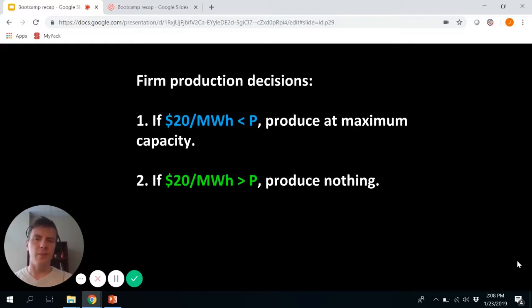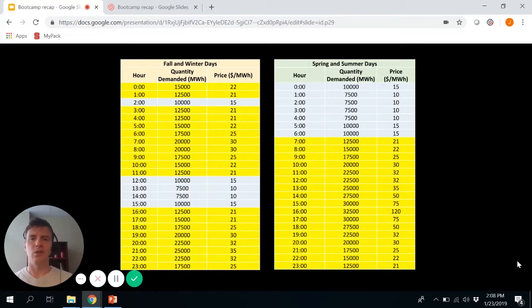And every time that we see the price is less than $20 per megawatt hour, we're going to assume that the plant produces nothing. And every time that we see that the price is greater than $20 per megawatt hour, we're going to assume that the plant is going to produce at maximum capacity, or 700 megawatts. So let's go back and see how often these conditions are met.